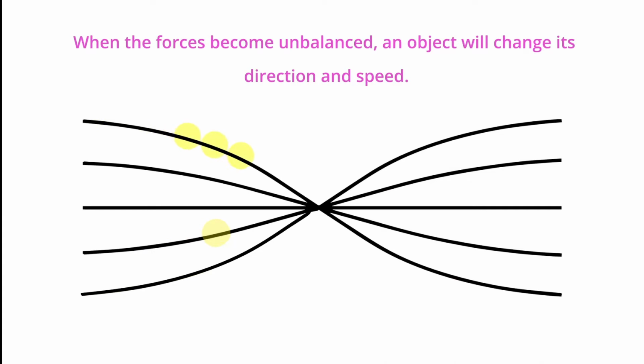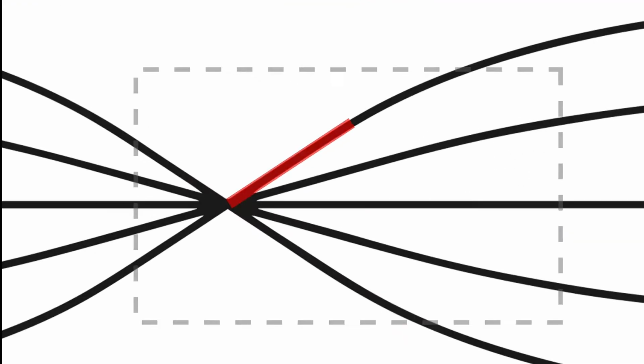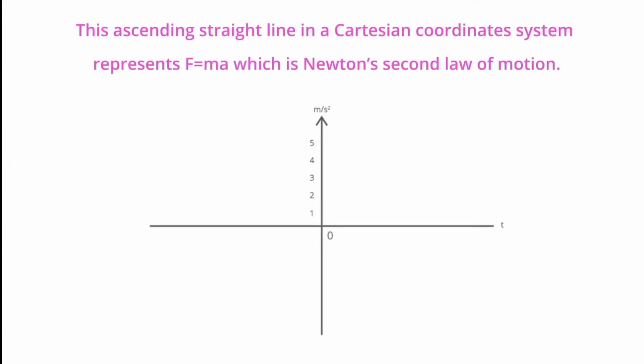Second law. When the forces become unbalanced, an object will change its direction and speed. In this model, it is expressed as an ascending straight line. This ascending straight line in a Cartesian coordinate system represents F equals ma, which is Newton's second law of motion.